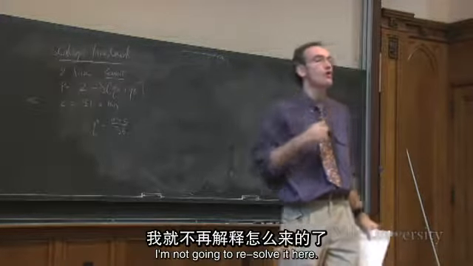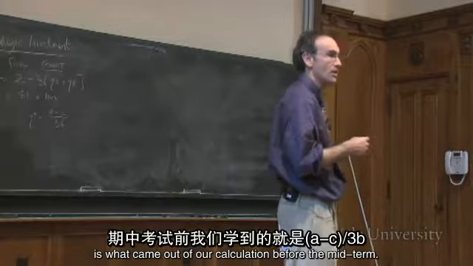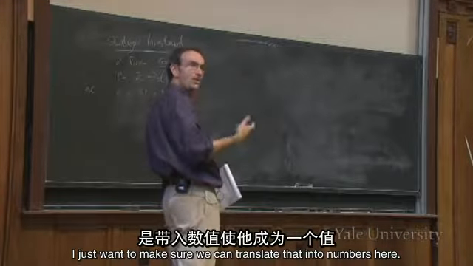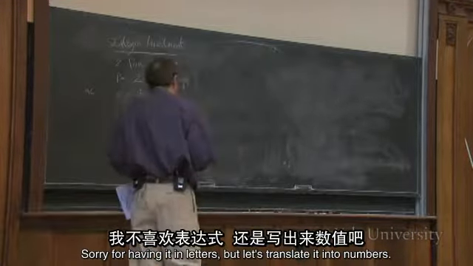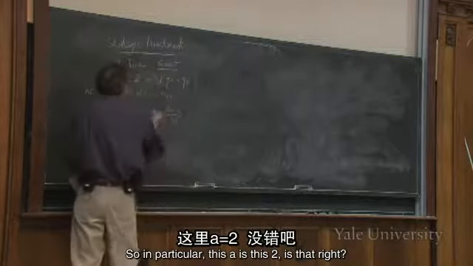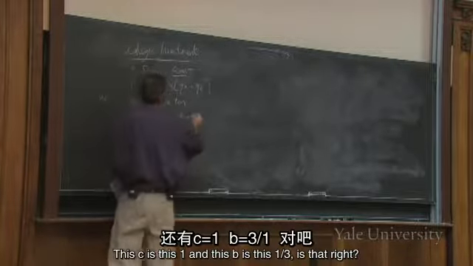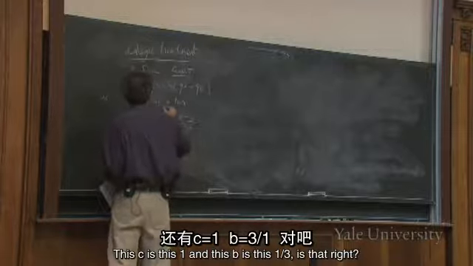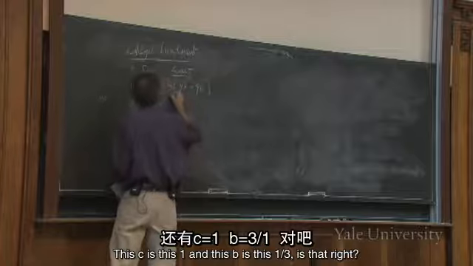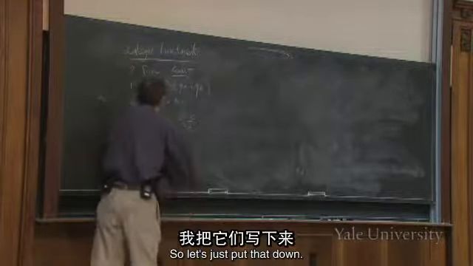I'm not going to re-solve it here. We've done it many times. So (A minus C) over 3b, trust me, is what came out of our calculation before the midterm. And what I want to do is make sure we can translate that into numbers. We have it all in letters, but let's translate it into numbers. So in particular, this A is this 2. Is that right? This C is this 1, and this b is this 1/3. Is that right?